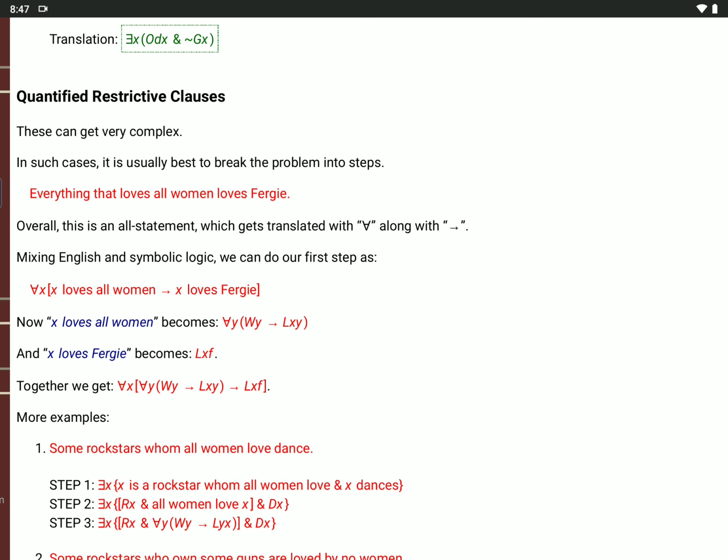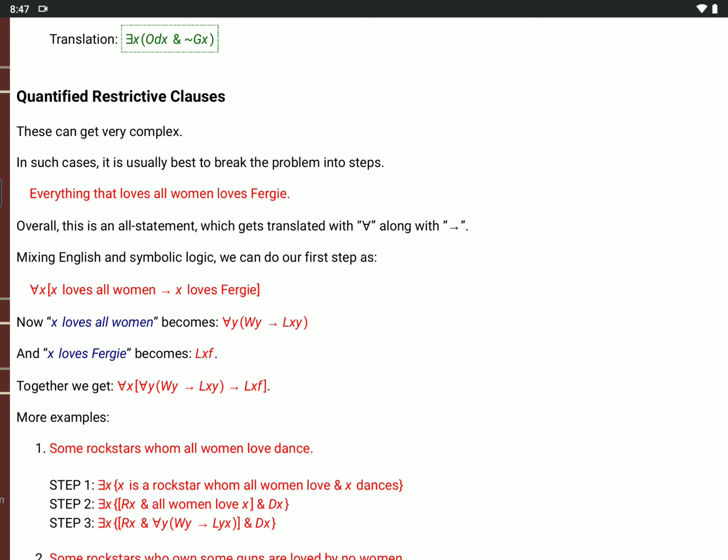So when you're translating something like this, I like to break it down into steps. You start with the basic form of the statement. The basic form is one of the four corners of the square of opposition. It's either a universal affirmative, a universal negative, particular affirmative, or particular negative. In this case, everything blank is blank. That's a universal affirmative. So we're going to translate it with the upside down A with the arrow.